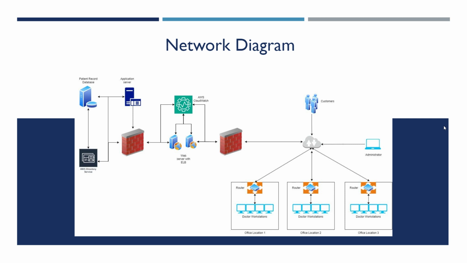So our network diagram shows our proposed infrastructure that we are providing our customer. As shown on the bottom right corner, we have support for 3 office locations, but it is scalable if they decide they want to open more offices around San Diego.